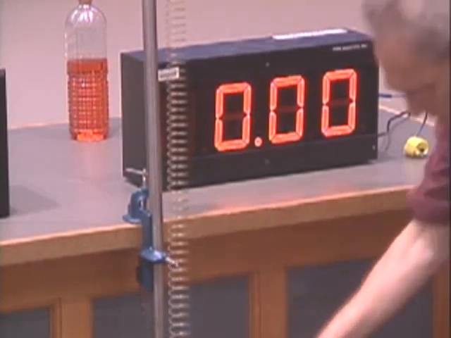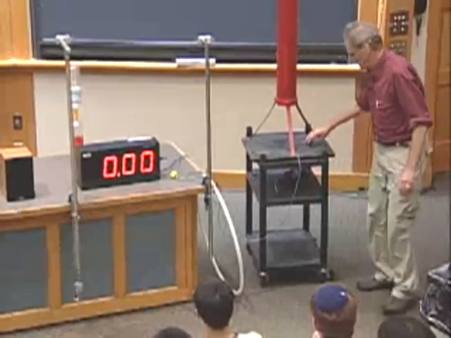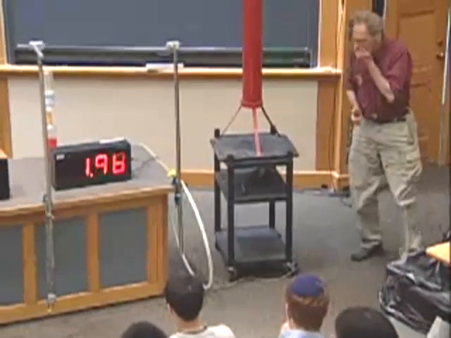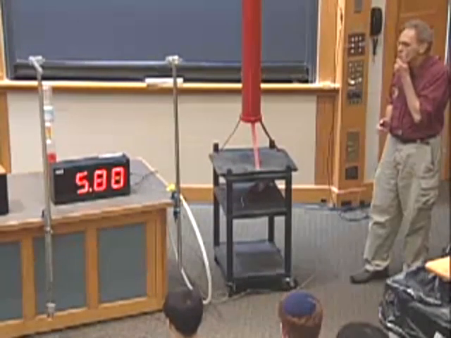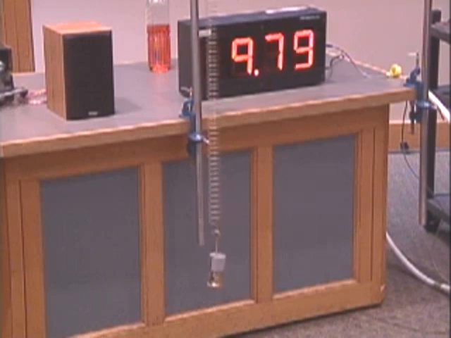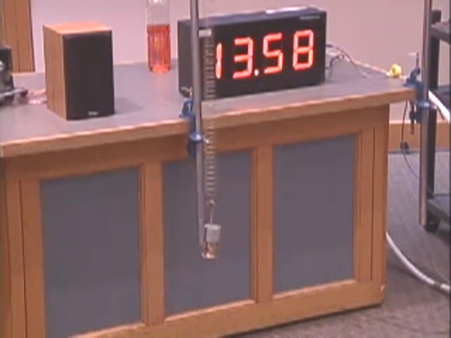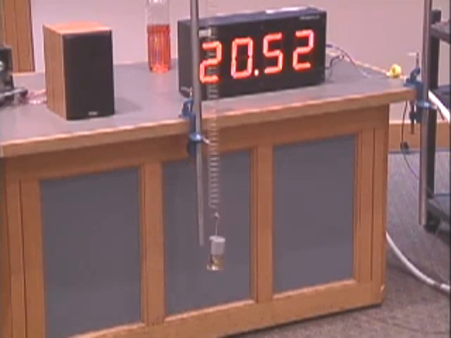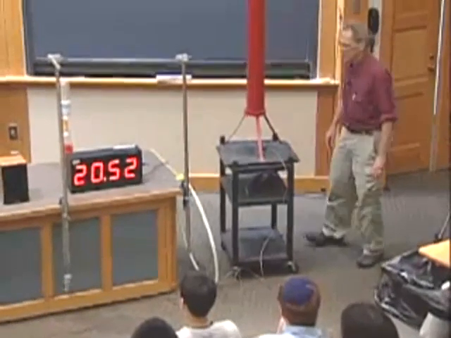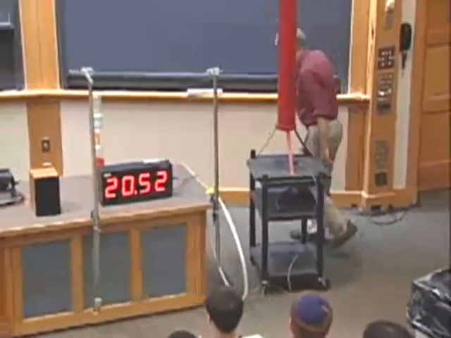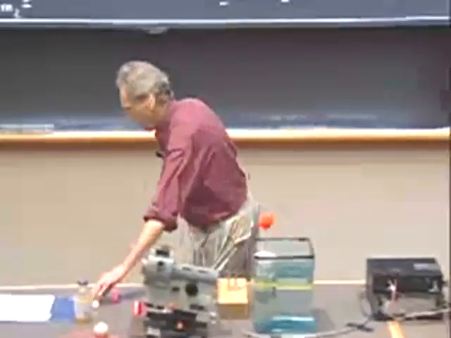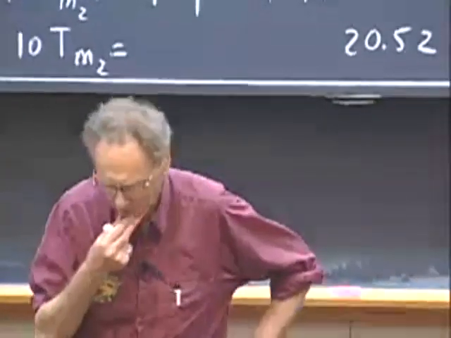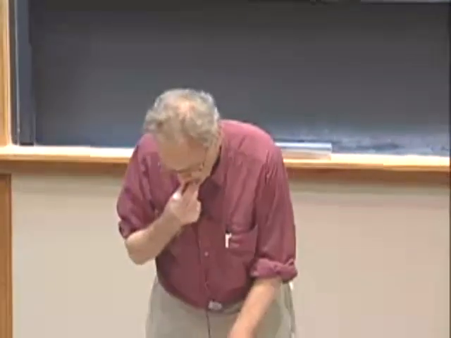I'm going to oscillate it. 1, 2, 3, 4, 5, 6, 7, 8, nine. Oh, boy. Oh, boy. What have I done? What have I done? What is it? 20.52. We have a problem. Physics is not working.